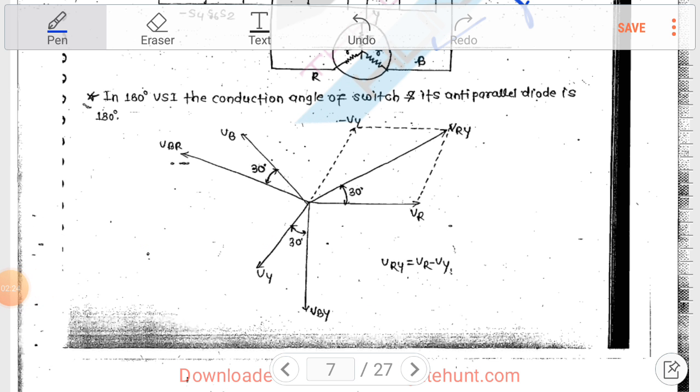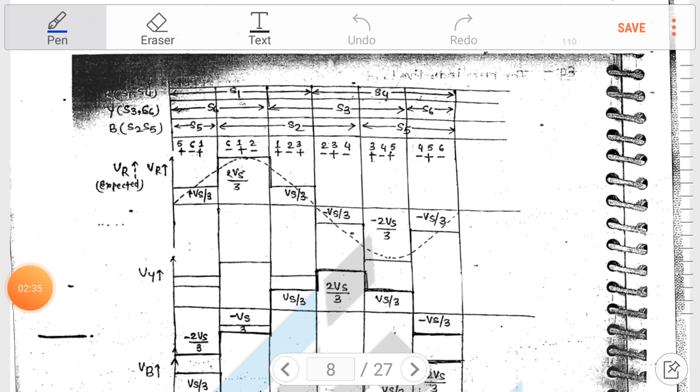It is mandatory to have the conduction angle of each switch and antiparallel diode of 180 degree in VSI 180 degree conduction mode. This is the timing diagram of 180 degree conduction, in which the uppermost layer represents the R group. S1 and S4 switches are R group switches. Similarly, Y group switches are S3 and S6 and B group switches are S2 and S5.